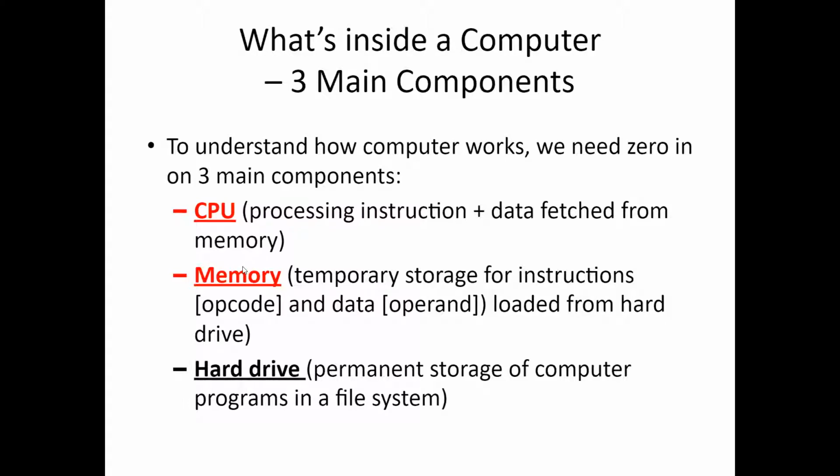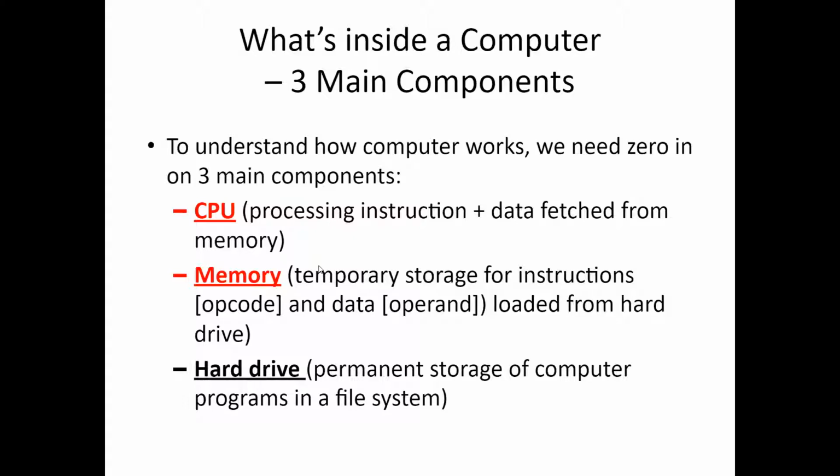So the three most important parts of the computer, though, are the CPU, because it processes all the calculations in the computer, and then the memory, which is temporary storage, and then finally the hard drive, which is the permanent storage.